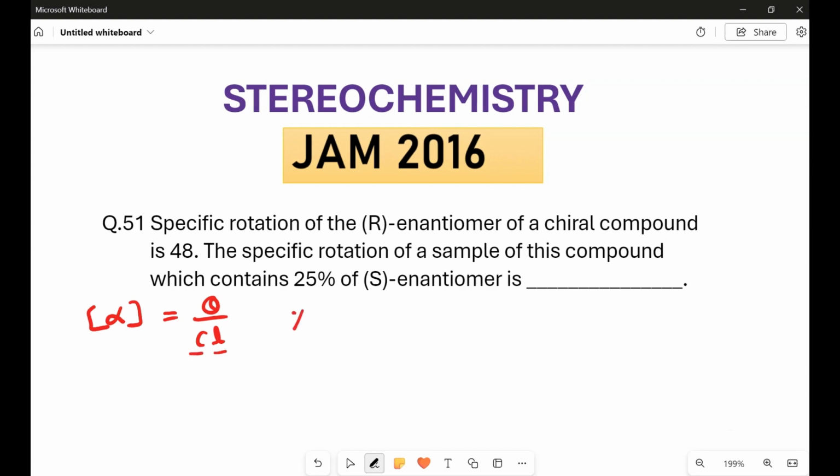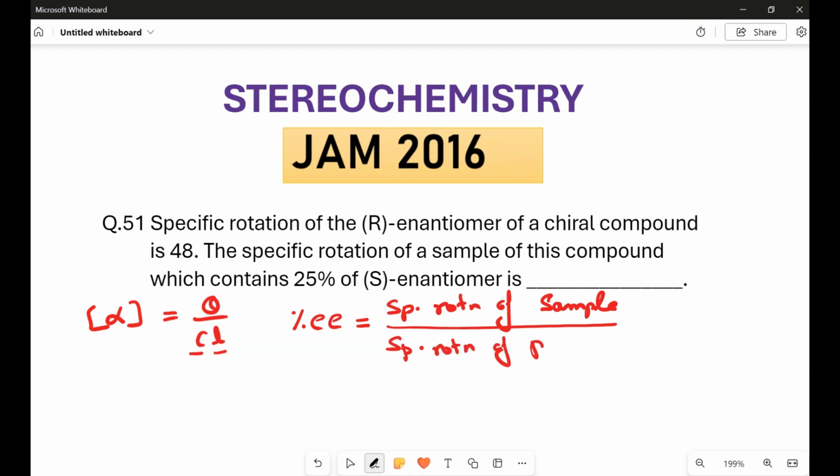Now, what is the relationship between percentage enantiomeric excess and specific rotation? So percentage enantiomeric excess is equal to specific rotation of sample divided by specific rotation of pure compound or pure enantiomer multiplied by 100. So this is the formula for calculating the percentage of enantiomeric excess. Based on this formula, we can also find the specific rotation of sample or specific rotation of pure compound. So either of them can be found.